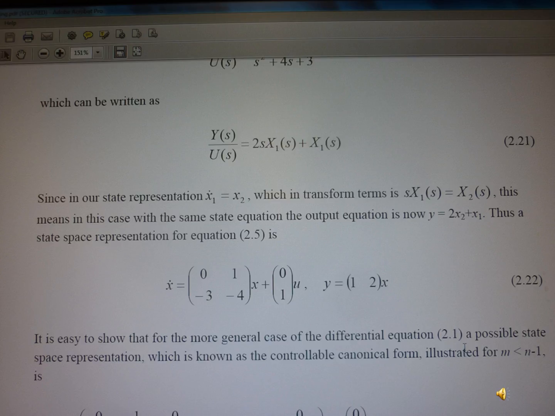This is the equation that you guys get. Anyway, you get Y(s) by U(s) equal to 2s H1(s) plus H2(s), h dot equal to [0 1; -3 -4] h plus [0 1] u, and y equal to [0 1 2] h. That is the control function.